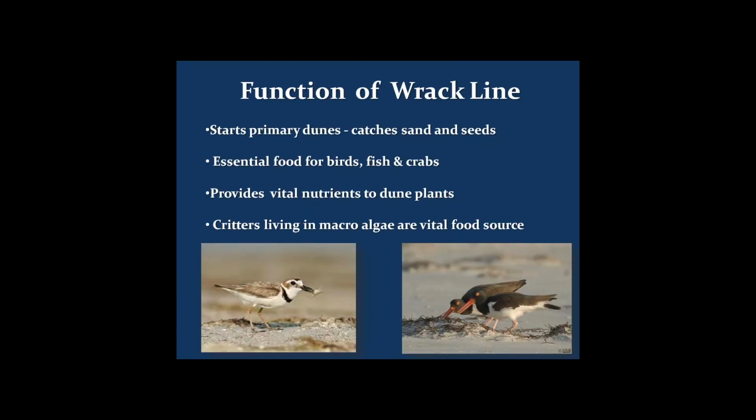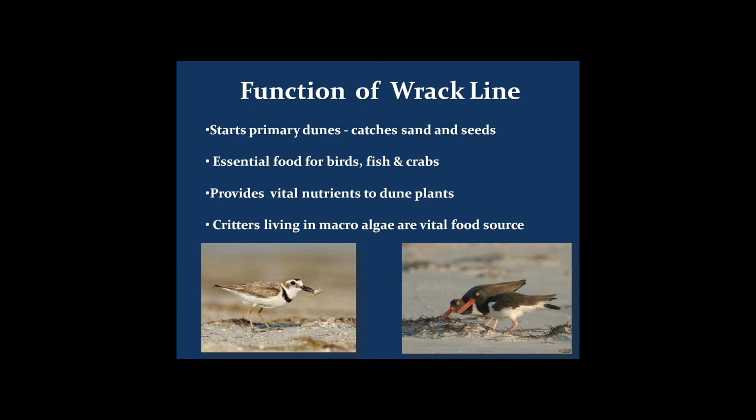So the function of a rack line, it starts with the primary dune. The rack line catches seeds and plants grow in the dune. That helps to secure the sands from erosion and also to give our beaches a natural appearance. They provide essential food for birds, fish, and crabs. Crabs are important food for a lot of the organisms that live along our beaches. And they provide vital nutrients to the dune plants that grow along our shoreline.